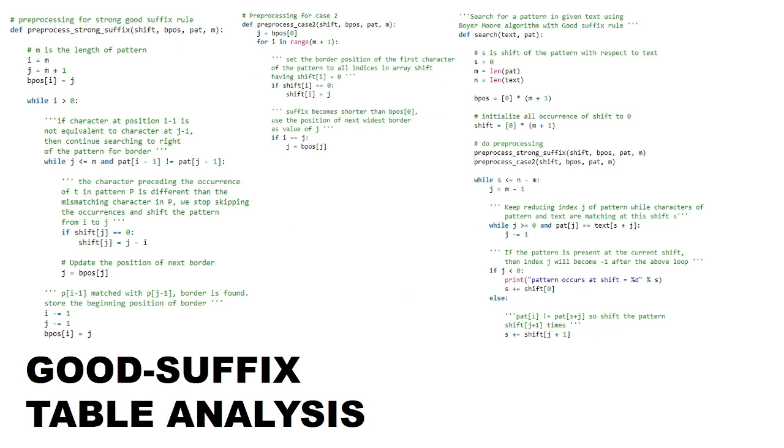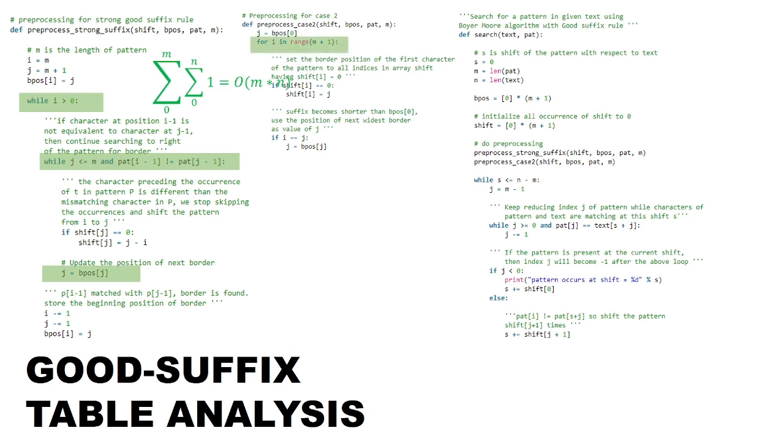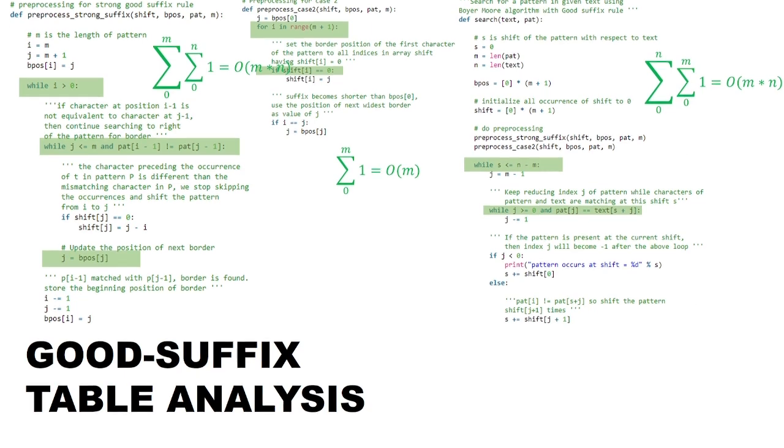In analyzing the good suffix table, we have two while loops, which gives us the time complexity of big O m times n. And in the second case, we have one for loop, and that's the basic operation, which gives us a complexity of big O m. And the search, same as the first case, has two while loops, giving us a time complexity of O m n.